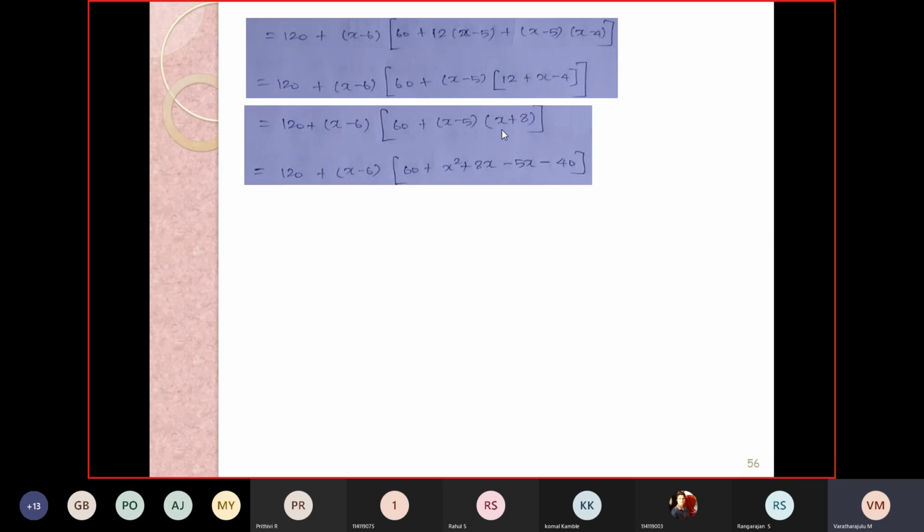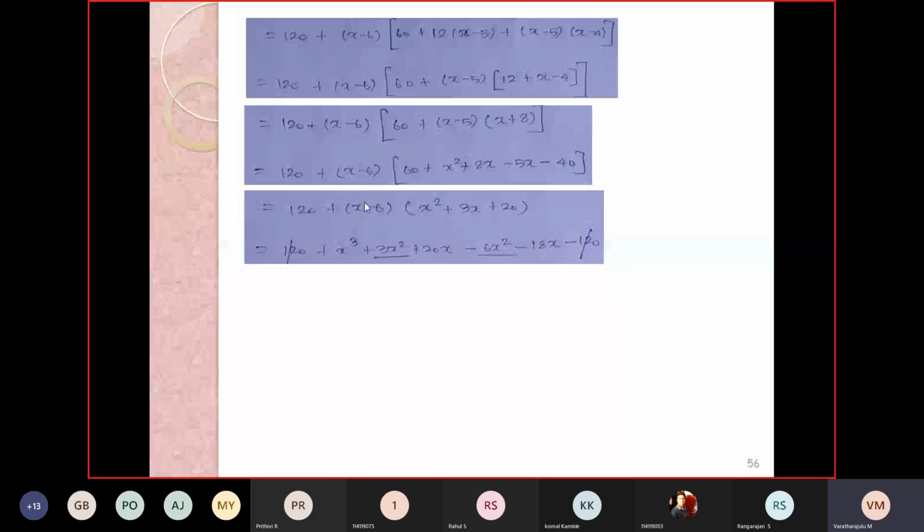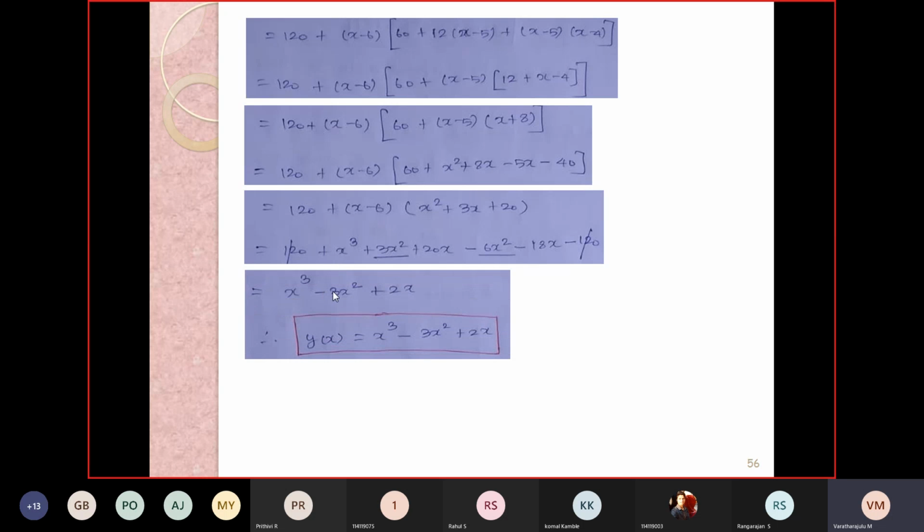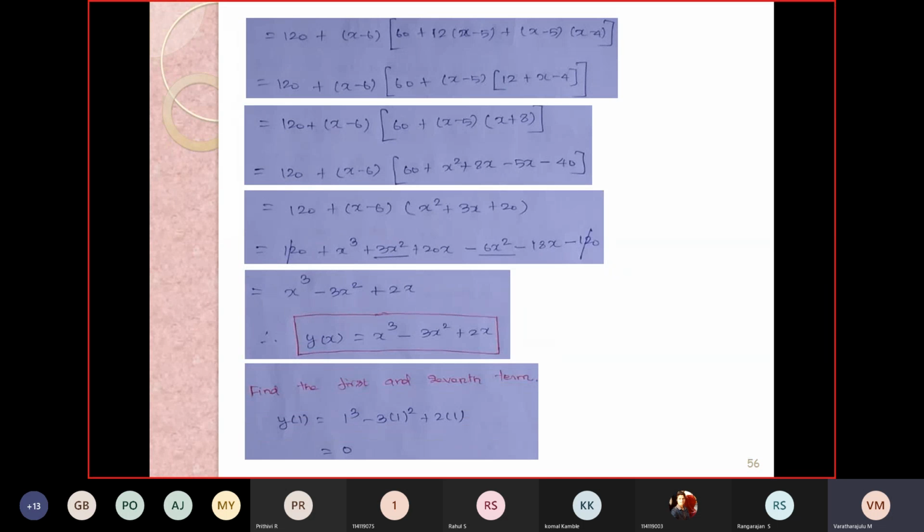By multiplying these two expressions, I will get x square plus 8x minus 5x minus 40, and that becomes x square plus 3x plus 20. By multiplying with x minus 6 and adding over the 120, it gives x cube minus 3x square plus 2x, and we are getting the relation with degree 3. We did not forcefully do anything to get the third degree. It is on the fly that we are getting the degree as 3. Therefore, no need to worry about the sentence which was given in the problem.